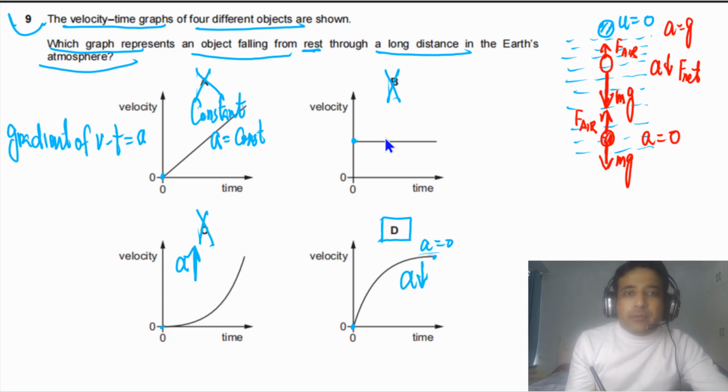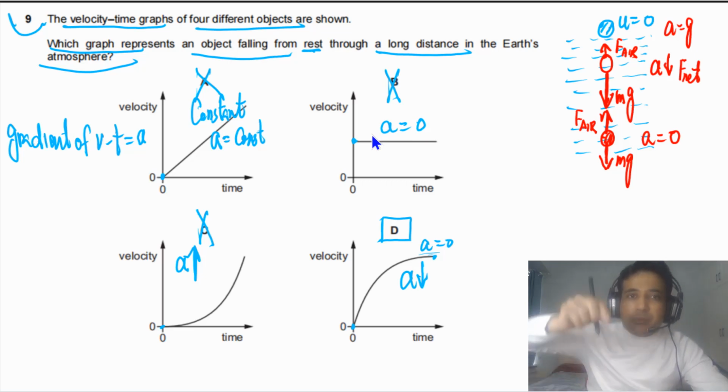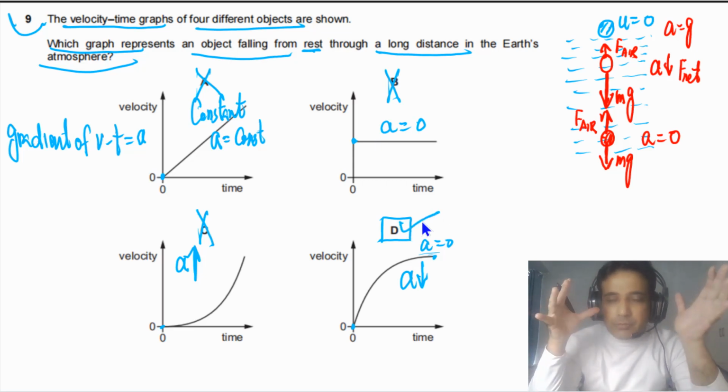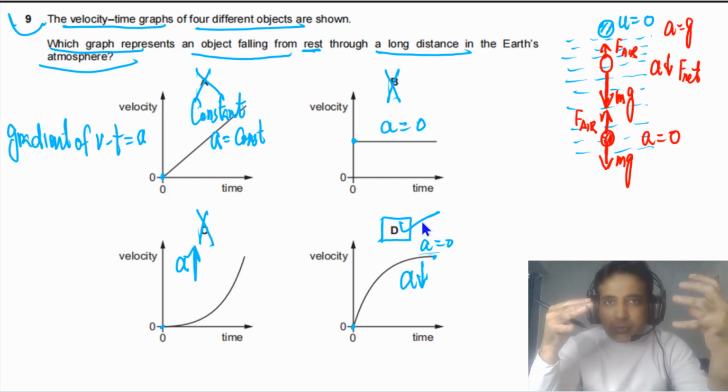This is telling us that acceleration is equal to 0. Because the gradient of the line is 0, it means acceleration is 0. It means the ball is falling with constant velocity. So the answer for this question is D. This is also a typical question. You need to understand these concepts, how to approach this type of problem.